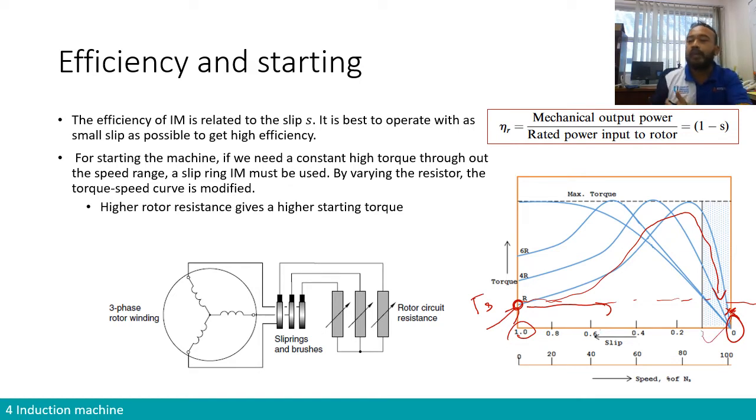But what happens if our load torque is at a certain level that is higher than the starting torque? Imagine we have a load torque, or resistive torque, at this value.